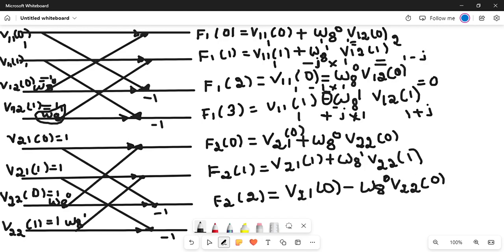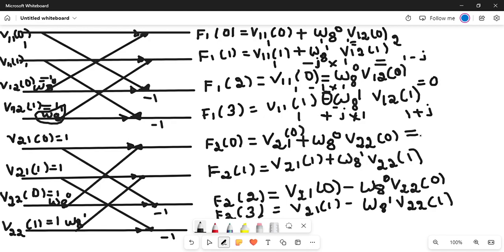Right? And now this is the last equation which I can tell by using F2 of 2, which is equal to F2 of 3, which is equal to how much? F2 of 3 is equal to V21 of 1 minus omega a to the power of 1 into V22 of 1. Right? So now this is the opposite. So when it is opposite, what is the value for this particular one? You know that all the values are 1.